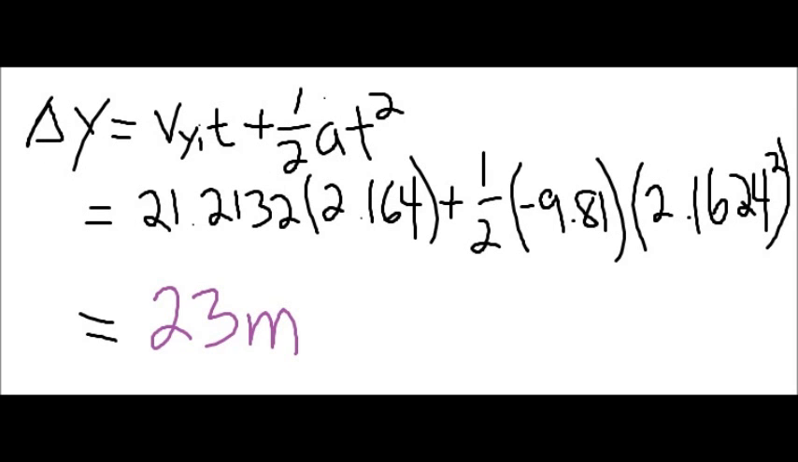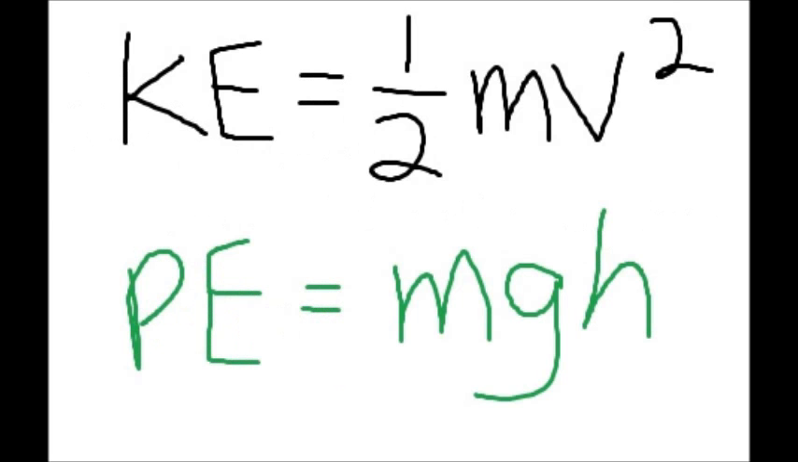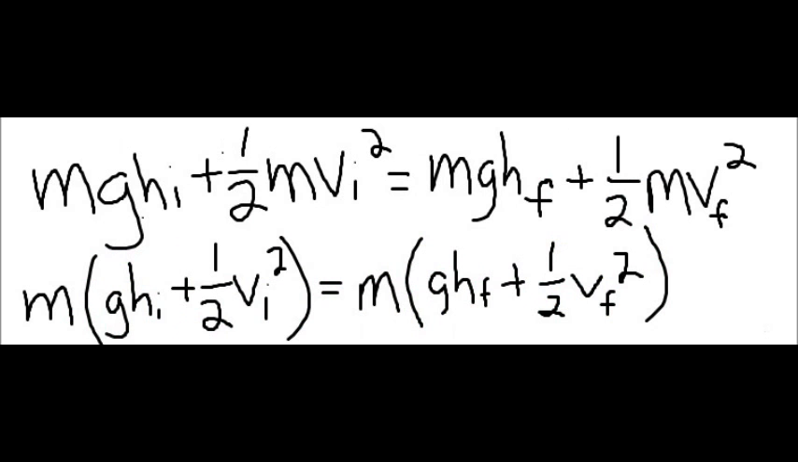Remember, given time, we can also find the peak height of the throw, which is 23 meters. Finding peak height will be important when using equations for mechanical energy. Mechanical energy is defined as the capability to do work and is broken up into kinetic energy and potential energy. During the throw, energy is conserved, so initial energy equals final energy.